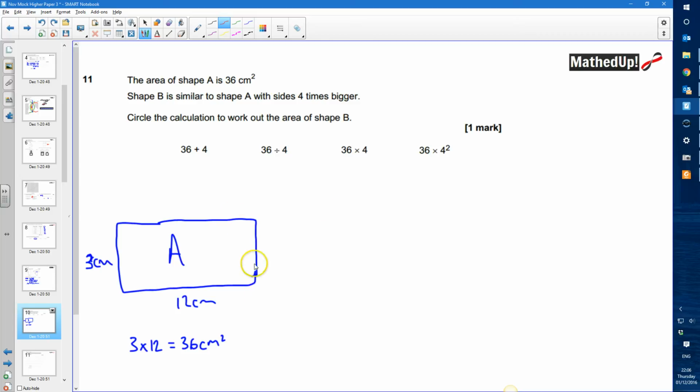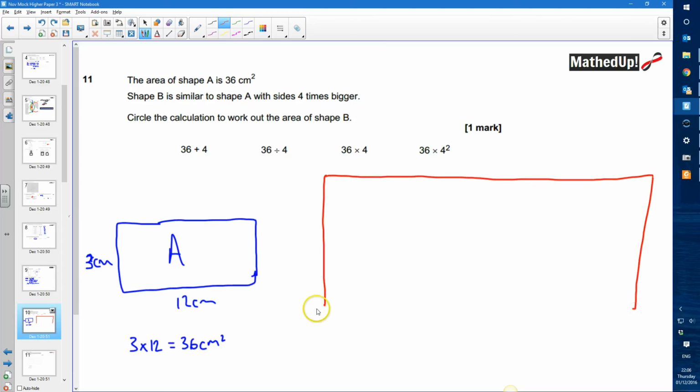So instead of the height here being 3 centimeters, it's going to be 4 times as big. So let's say it's 12 centimeters, and this isn't to scale. And then this length is also going to be 4 times as big. Whereas this was 3 centimeters before, let's call it 3 times 4. And over here, where it was 12, it's now 4 times as big, so let's call it 12 times 4. So in the same way we worked out the area to be 3 times 12 over here, we're now going to work out the area to be 3 times 4 times 12 times 4.